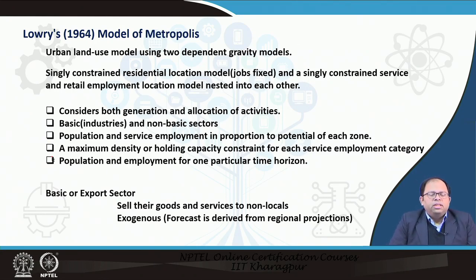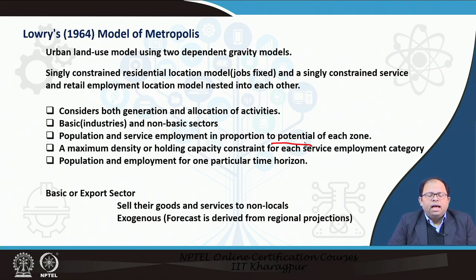So Lowry's model of metropolis considers both generation and allocation of activities. Basic industries, that means primary industries, were initially considered. This was taken as an exogenous input. That means so many new jobs are coming to your urban area, and that led to growth of residences, and that growth of residences led to growth of other non-basic sectors like retail, and population and service employment was proportional to the potential of each zone. So the term potential is important.